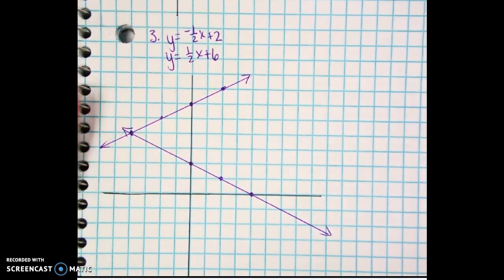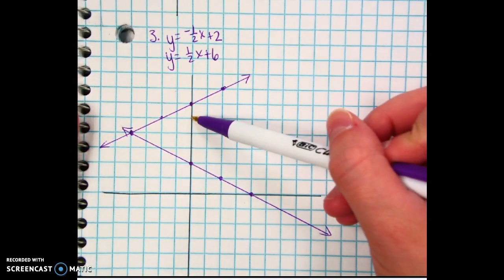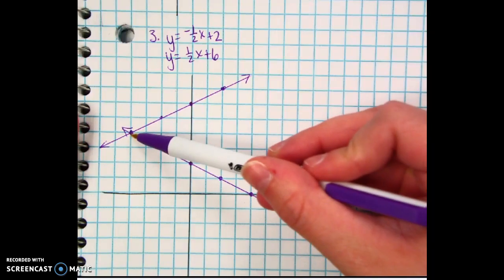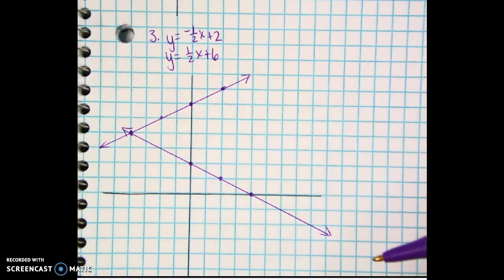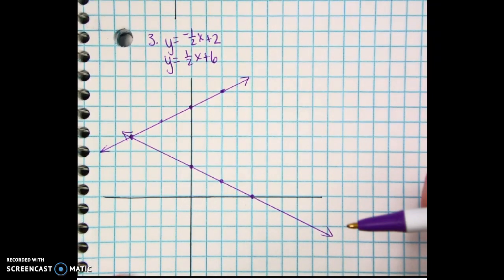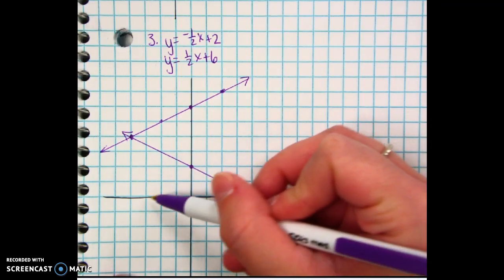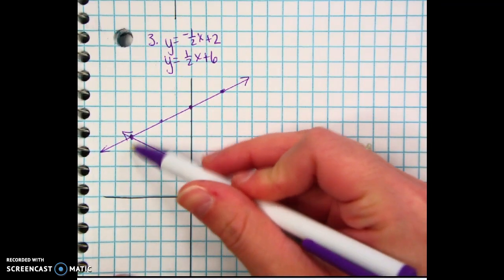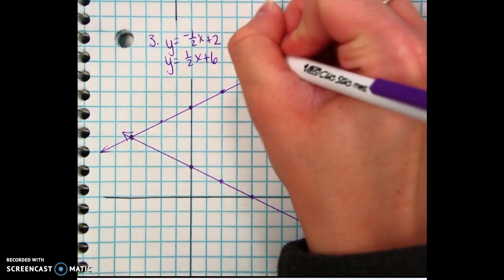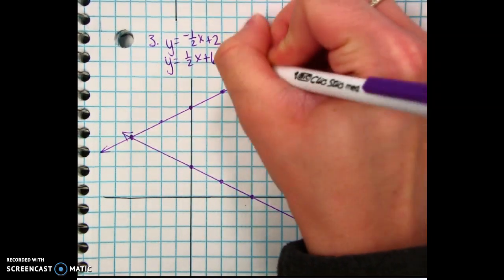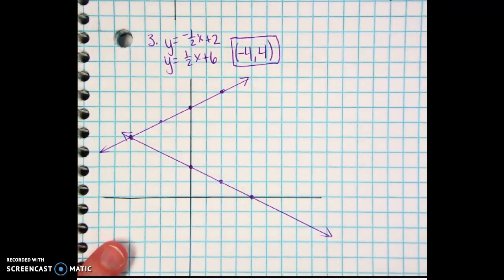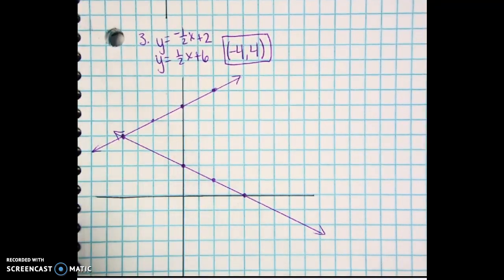Okay, so as you saw me do, I just kept counting down 1 over 2, down 1 over 2, till I saw where they intersect. I would recommend doing that when you do these next 3 on your own, but that's up to you. Okay. The solution here is 1, 2, 3, 4, 1, 2, 3, 4. So negative 4, 4. Okay, that's the 3 that I'm doing with you.